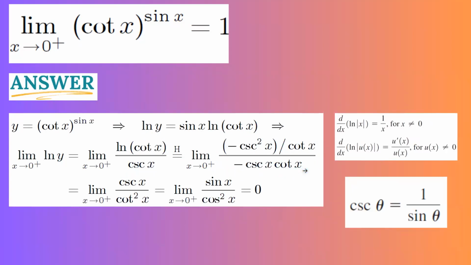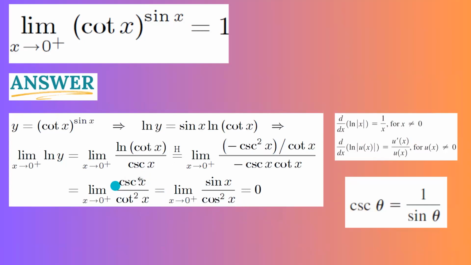In the next step, you're going to simplify this fraction here. When you simplify this fraction, you have cosecant squared and cosecant. You can cancel out one of these cosecants and you're left with cosecant on the numerator. You have cotangent multiplied by cotangent, so you get cotangent squared. Now you can take the limit. You have the limit of sine x divided by cosine squared of x.